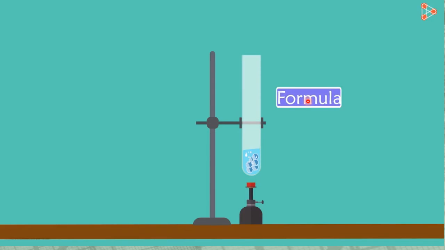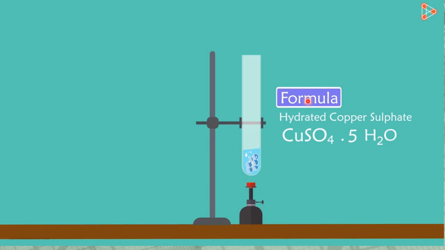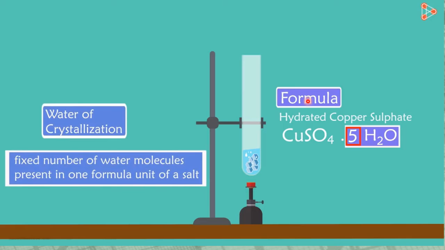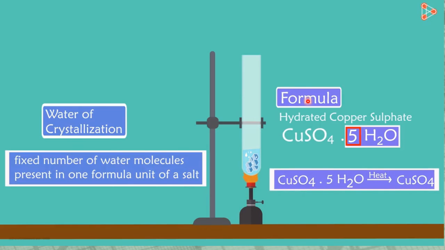The chemical formula for hydrated copper sulfate is CuSO4.5H2O. Yes, there are 5 water molecules you can see. This water is called the water of crystallization. Water of crystallization is the fixed number of water molecules present in one formula unit of a salt. So we can say that 5 water molecules are present in one formula unit of copper sulfate. And when heated, it loses its water molecules.